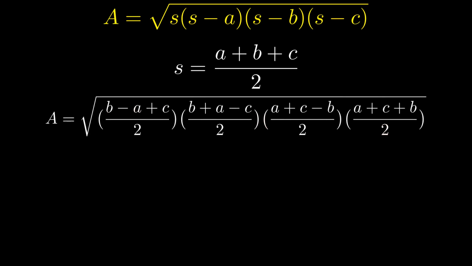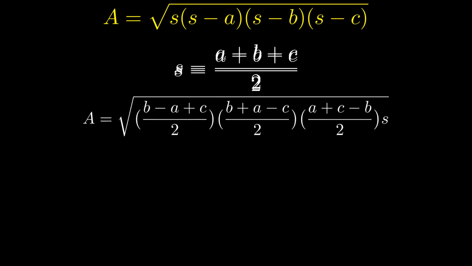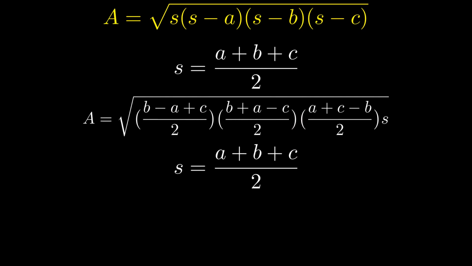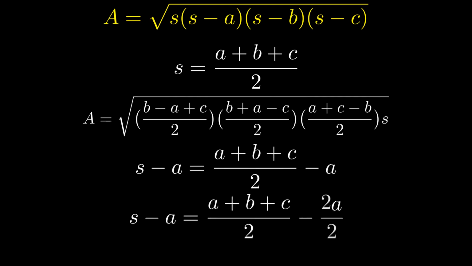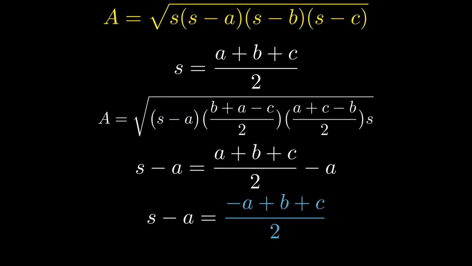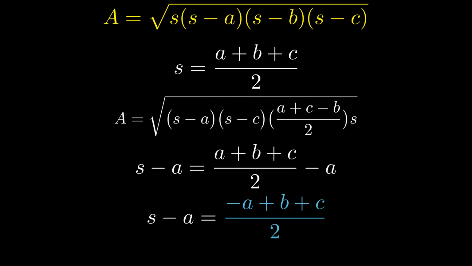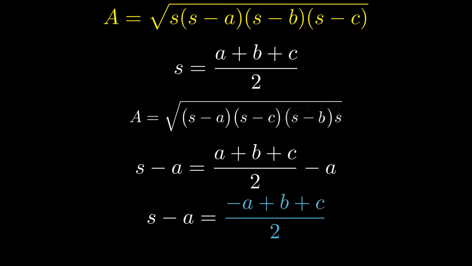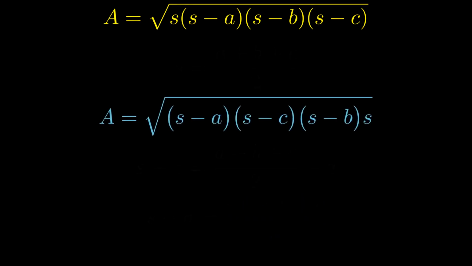This would become s. Now if we look at s, subtract an a, combine the fraction, and combine like terms, note that our left parenthesis in our formula becomes s minus a. Now without having to bore you with the process, we can just say that without loss of generality, both our middle and right parentheses would become s minus c and s minus b, respectively.